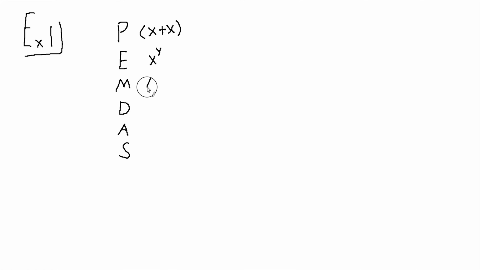Exponents are like x to the power of something. So when you have x to the power of something, then x has to be multiplied so many times. Next would be multiplication and division. The next operation that you would have to do would be adding and subtracting. So let's do a little quick example.